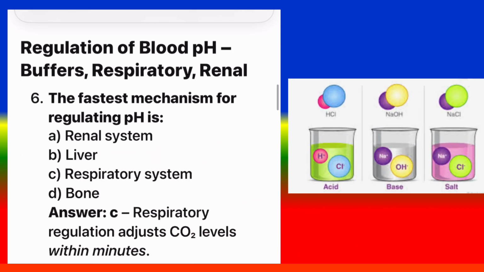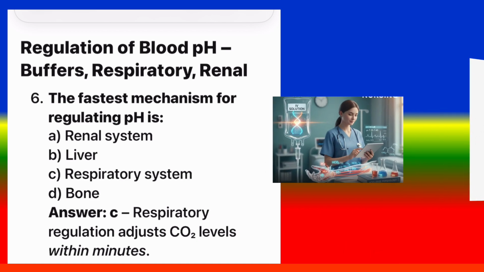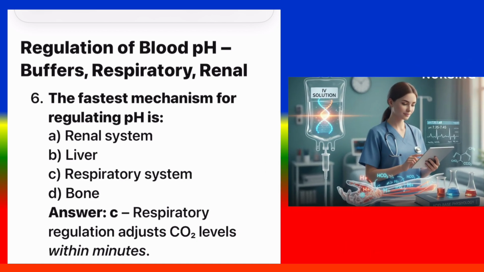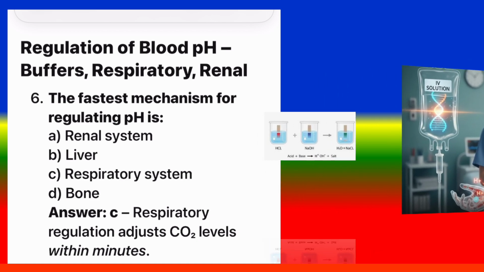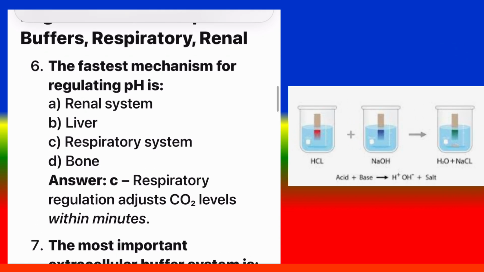Regulation of blood pH: buffers, respiratory, renal. 6. The fastest mechanism for regulating pH is: A. Renal system, B. Liver, C. Respiratory system, D. Bone. Answer C. Respiratory regulation adjusts CO2 levels within minutes.